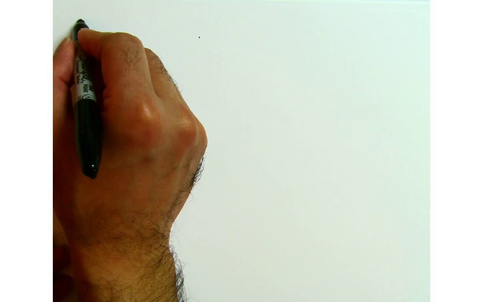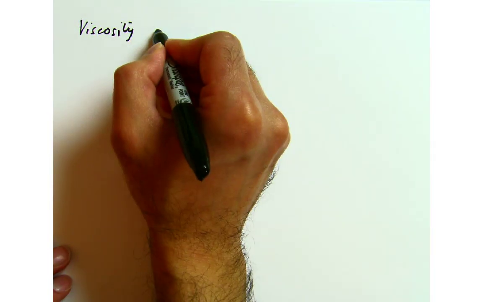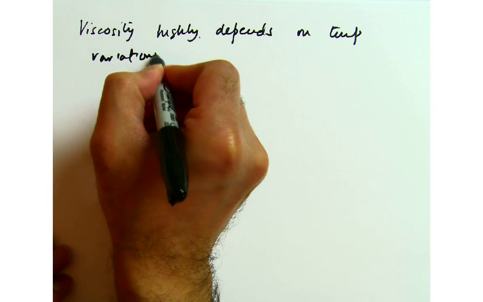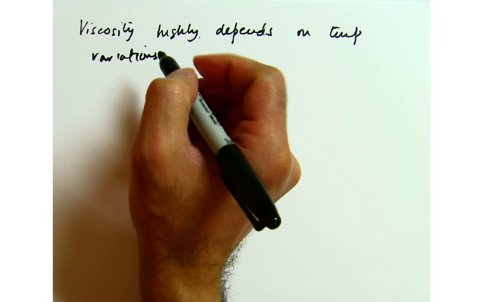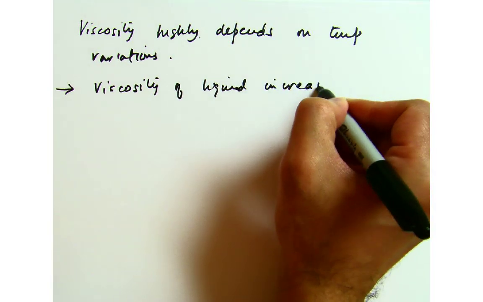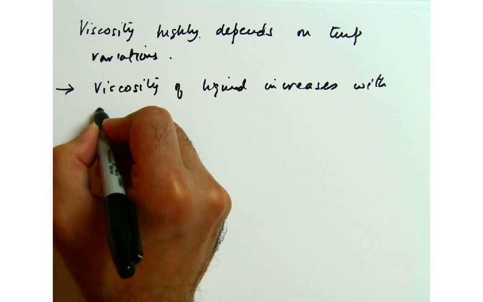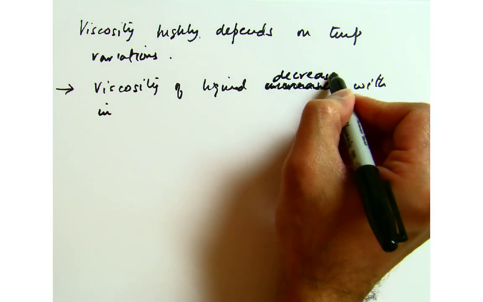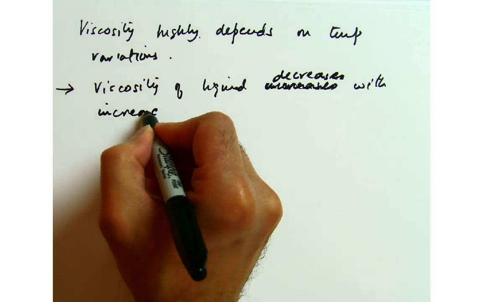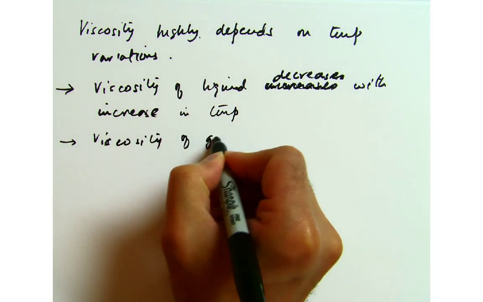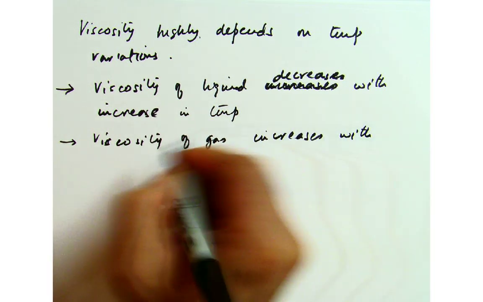Another important idea related to viscosity is that it is highly dependent on temperature. So viscosity highly depends on temperature variations. Let's look at why that is the case. First, the viscosity of a liquid decreases with increase in temperature, and the viscosity of a gas increases with increase in temperature.